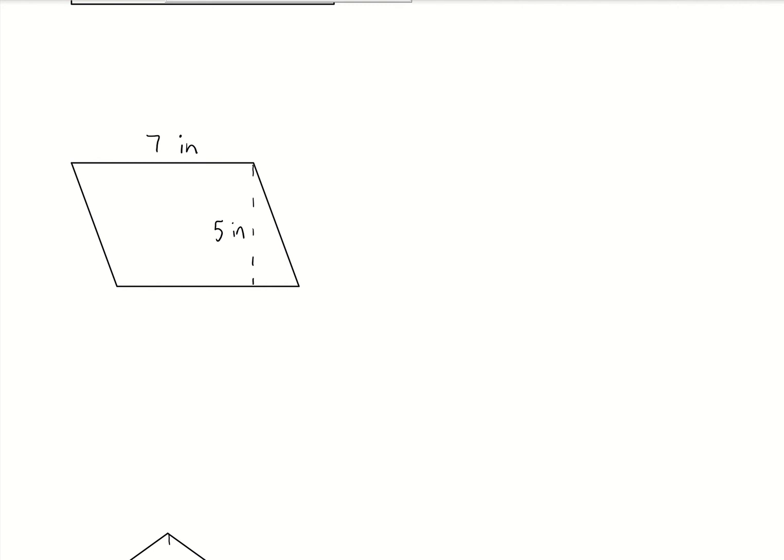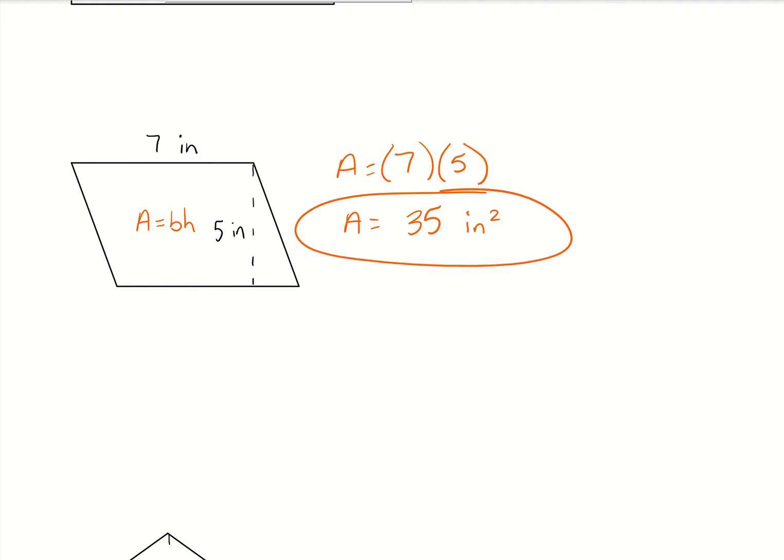All right, so again, we have area equals base times height. I'm going to plug those in. The base is going to be 7 inches, and the height is going to be 5 inches. From here, we just multiply. 7 times 5 is 35, and we end up with the area being 35 inches squared. And that's it for a parallelogram.